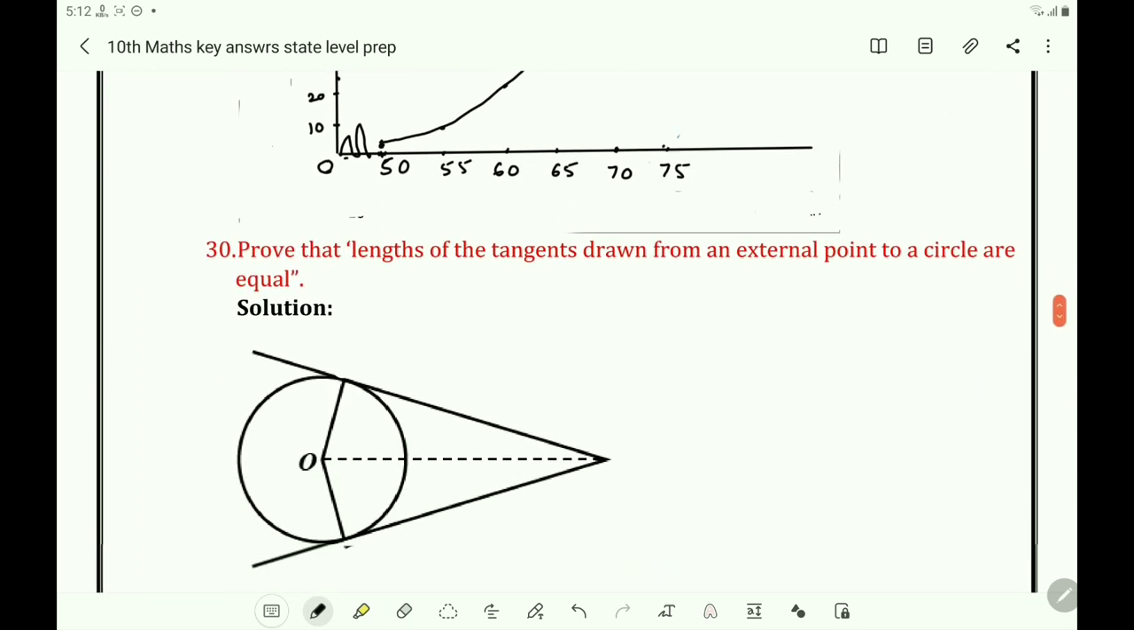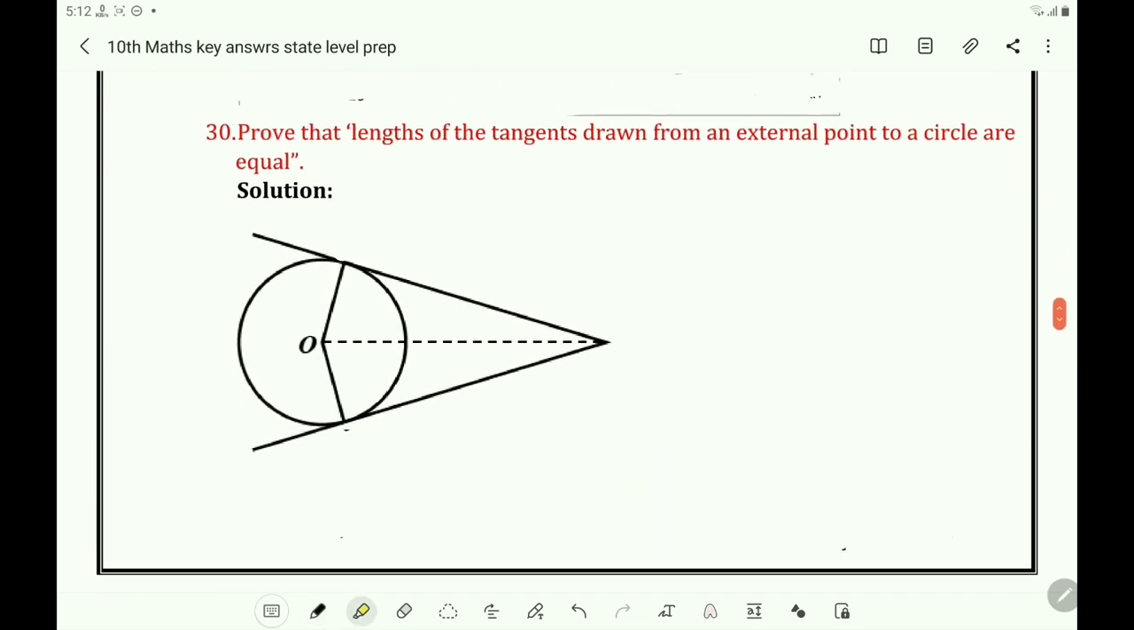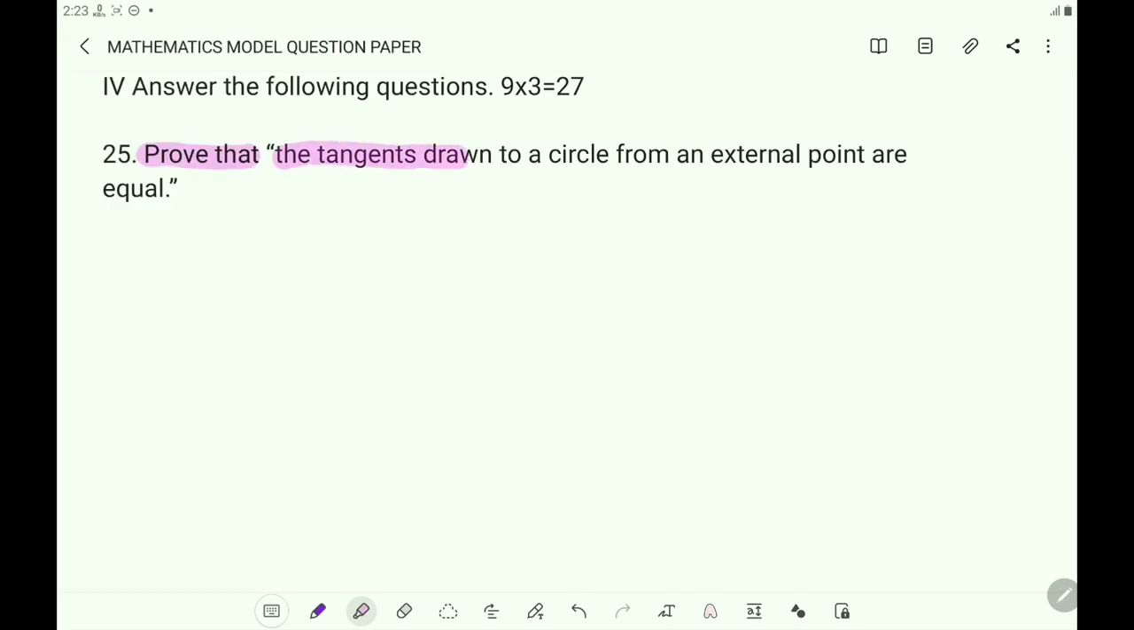Then come to the next question. What is the question? Prove that the length of the tangents drawn from an external point to a circle are equal. The tangents drawn to a circle from an external point are equal. Children, already there is a video lesson to prove this theorem. It is a theorem of the chapter circle.